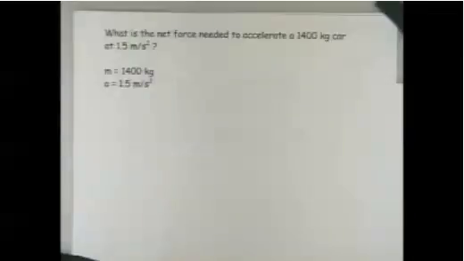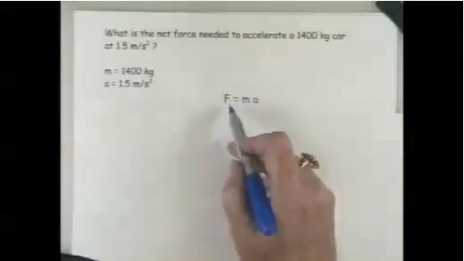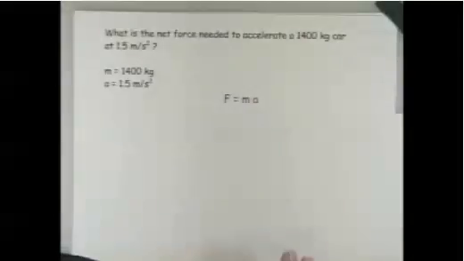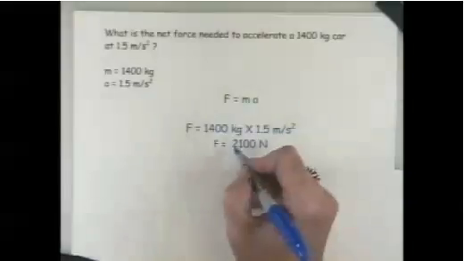The first problem is a straight plug and chug. We know mass and acceleration and want to solve for net force. So we'll plug into the equation F equals ma. The force is assumed to be the net force. We use 1,400 kilograms for the mass, 1.5 meters per second squared for the acceleration, and the answer is 2,100 kilogram meters per second squared. That's a Newton. So our answer is 2,100 newtons.